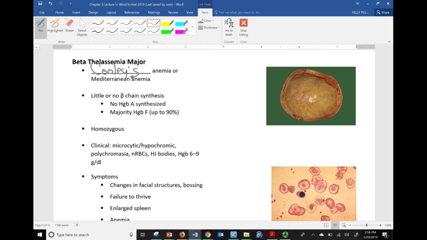And then in the lab, we will see microcytic and hypochromic red cells. They'll have polychromasia because their bone marrow is going to be putting out more cells. Nucleated red blood cells might even be present. They will have Howell-Jolly bodies, and a lot of that is due to things then going on with their spleen. And their hemoglobin is going to be between 6 and 9 milligrams per deciliter typically.